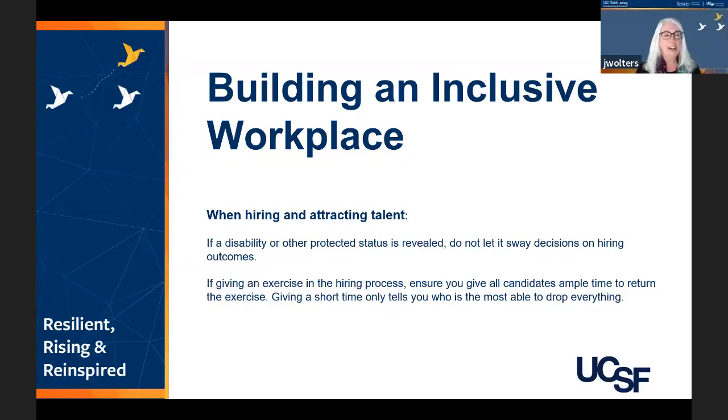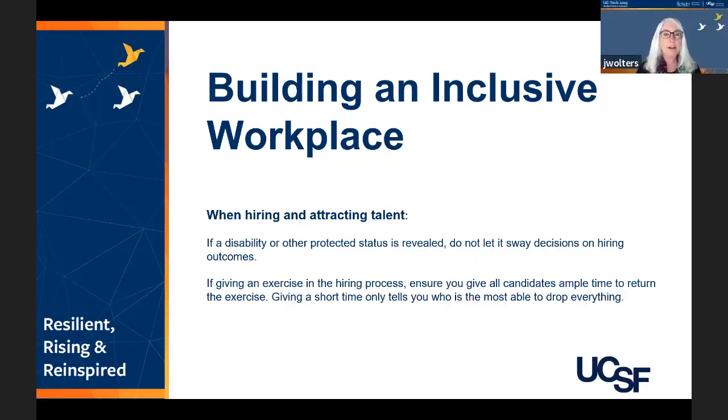Building an inclusive workplace when hiring and attracting talent is very important. If disability or a protected status is revealed, again, please do not let that sway the decision on hiring somebody. And in the IT world, a lot of us are given exercises during the pre-employment hiring phase. So make sure that you give all candidates ample time to return the exercise. This just means giving flexibility for diverse candidates. They may be people with family responsibilities. Usually women are the caretakers and have children or elderly parents or other people in their family that they need to support. It also supports non-native English speakers, those with neurodiversity, and socioeconomic status should also be thought of.